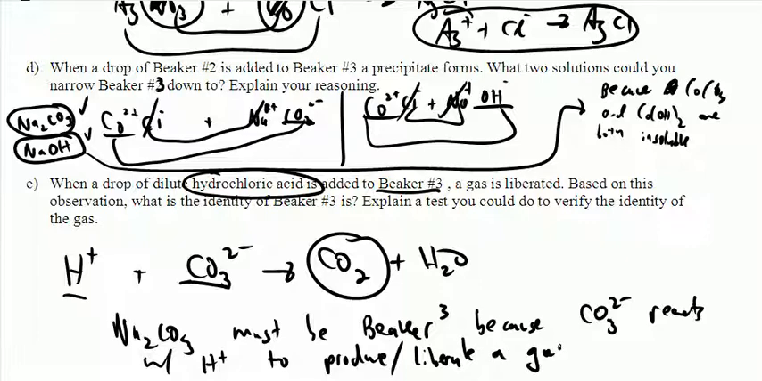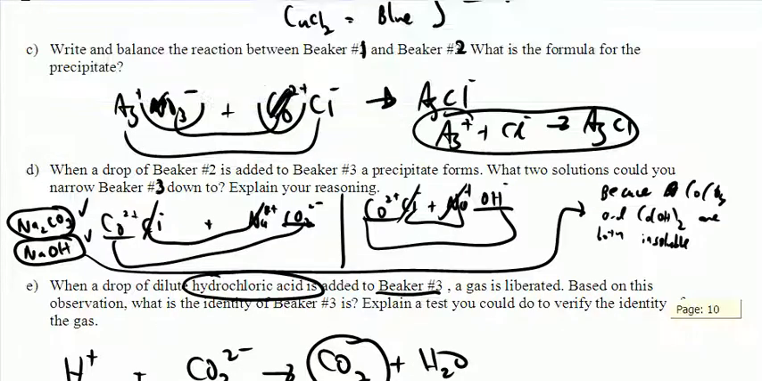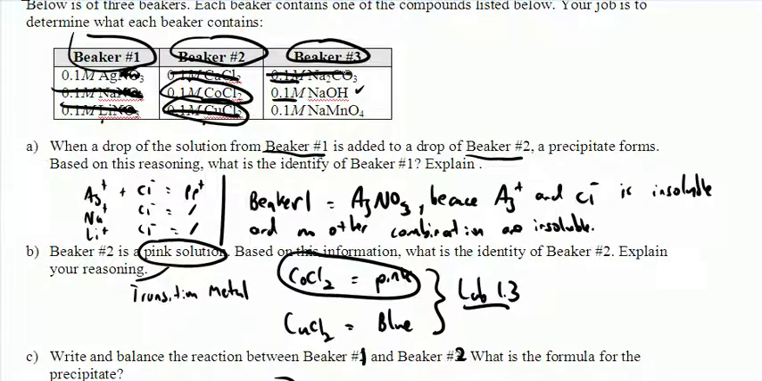Oh, hold on. So let's go through and circle this. So that is the answer. So beaker 1 is AgNO3, beaker 2 is CoCl2, and beaker 3 is Na2CO3.